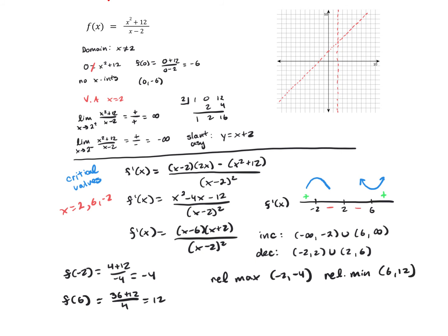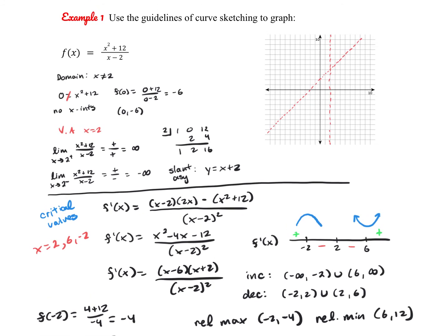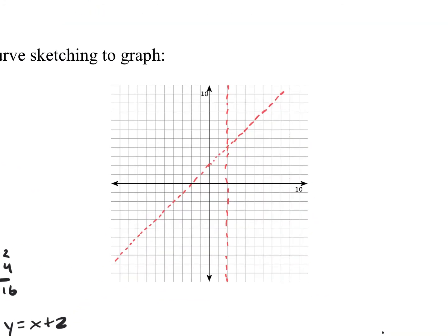And we can go and plot those on our graph really quick. So we have -2, -4, and we have 612. So that one does go a little bit off our graph. I'm just going to estimate it up here. So that's 612.